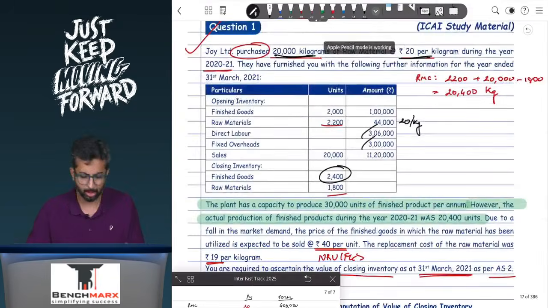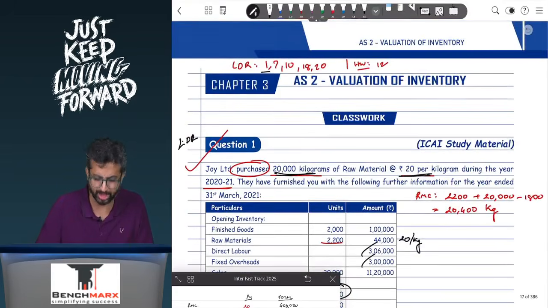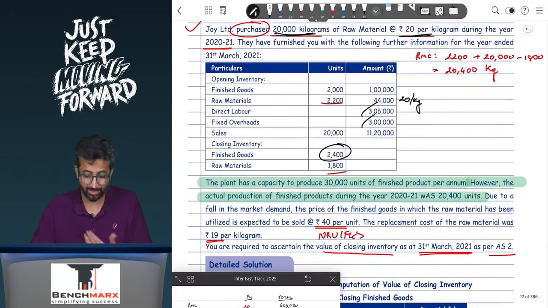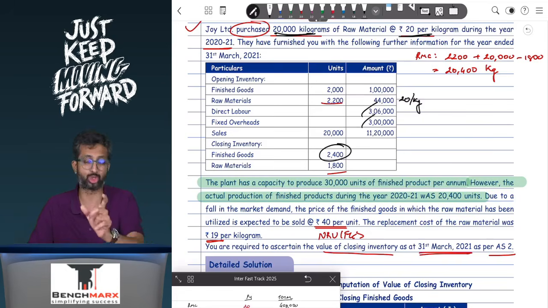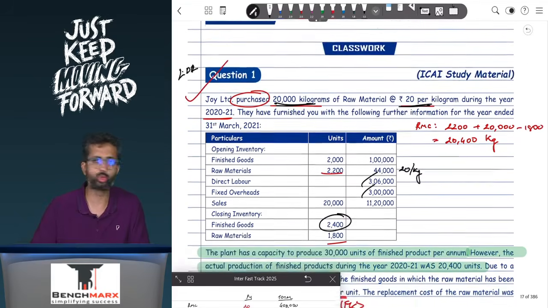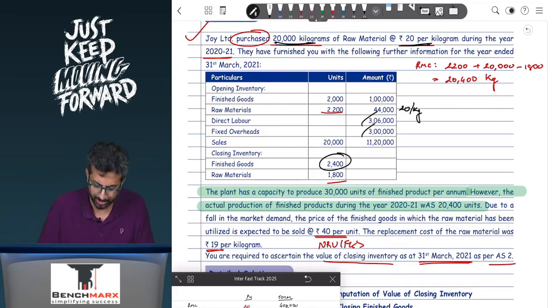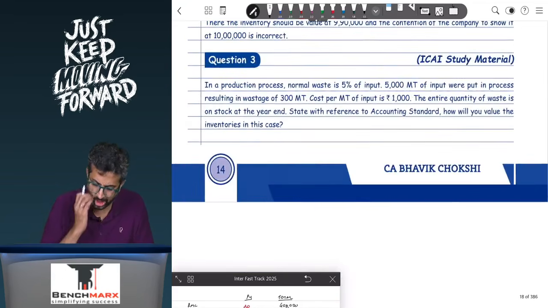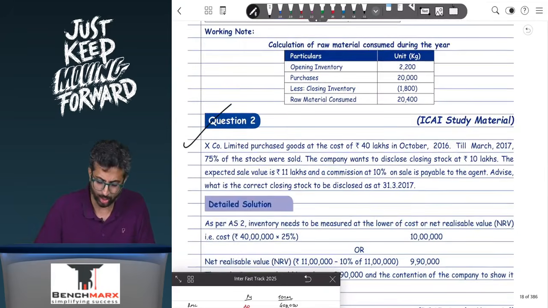It is probably one of the best questions, I would say, definitely for your LDR. You should revise. One of the best questions which can be asked. It has a lot of concepts: fixed overheads absorption, raw material consumption, comparing cost on NRV, comparing cost of replacement cost. So definitely revise this and do this properly. A similar question number 8 is also there. So if you want, you can practice that separately. So this is question number 1. Next you go to, so you can see over here 1,30,200 is your final value. Next you go to question number 2.